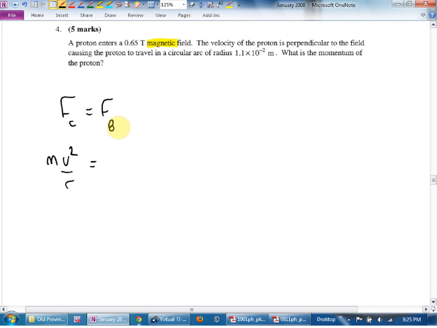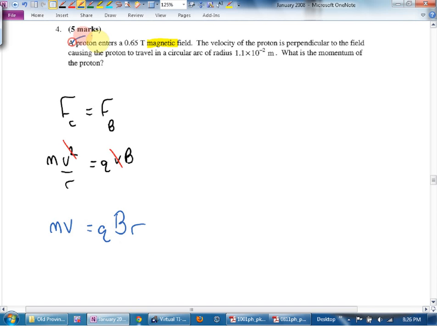What did this question ask us to find? Momentum. Problem is, I don't know the mass or the velocity. Oh, wait a minute. Just get the MV by itself. There's the momentum. And you know what it equals? QBR. Do I know Q? What's the charge on a proton? 1.6 times 10 to the negative, the elementary fundamental charge.